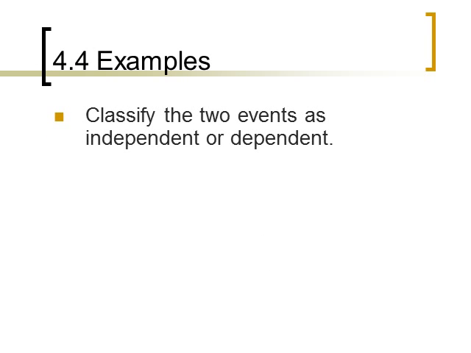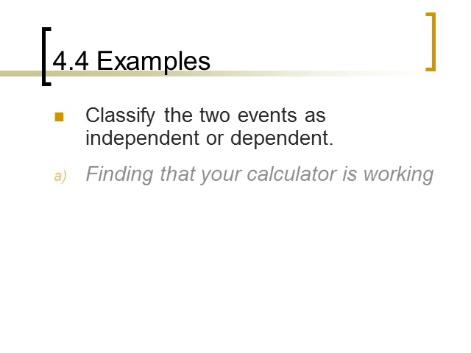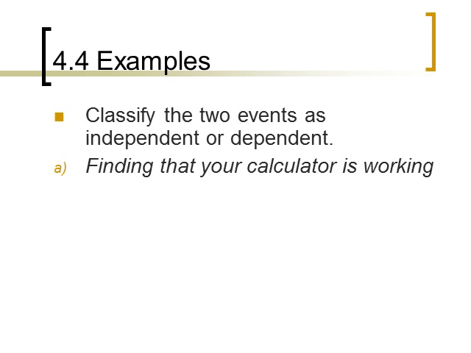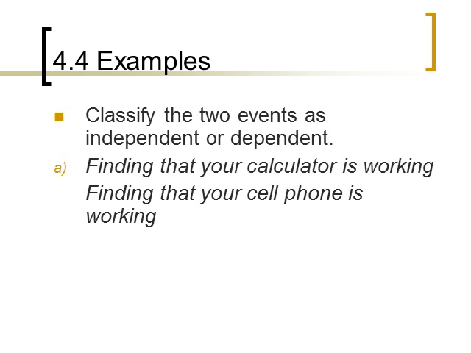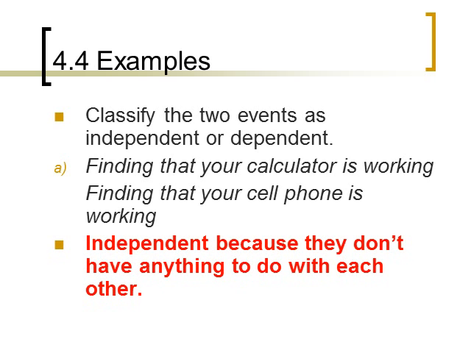So let's classify the two given events as being either independent or dependent. Finding that your calculator is working and finding that your cell phone is working. These would be classified as independent because they generally don't have anything to do with each other, especially when you're using completely different equipment, like you've got your cell phone in one hand and the calculator in the other. However, I think that we could also change this answer to dependent if we assume that we're using the calculator that is on the cell phone. So you can see where there's multiple ways to answer this question.